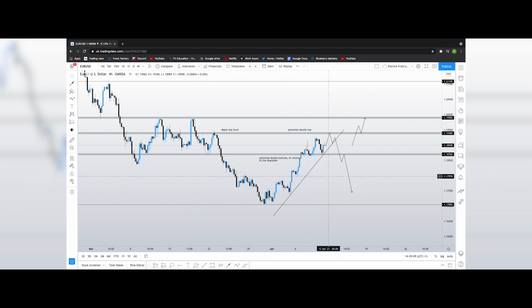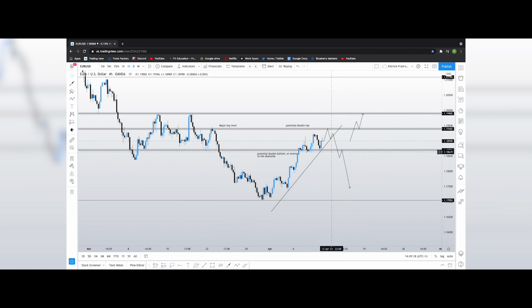I will be looking at two scenarios. So the first scenario I'll be looking at is a potential double top. If price does reject this level here and break this trend line, I will be looking for shorts. However, we do have a minor key level at 1.18700, which I will be keeping an eye on. However, if we do break down there and have a nice retest, we do have potential to move all the way down back to our lows.